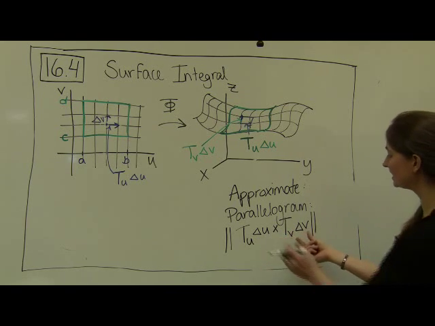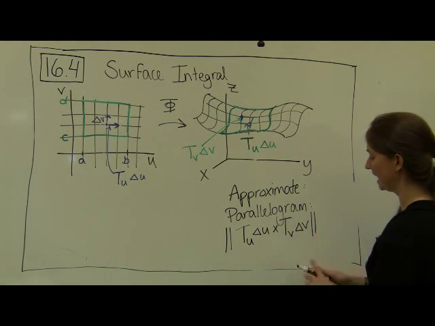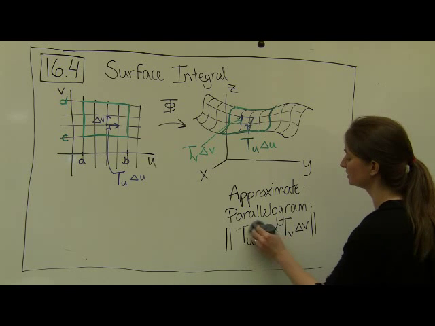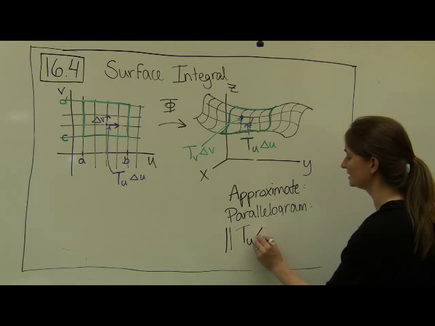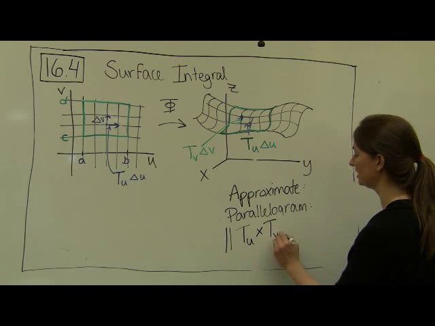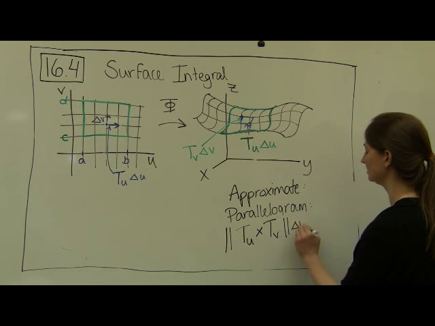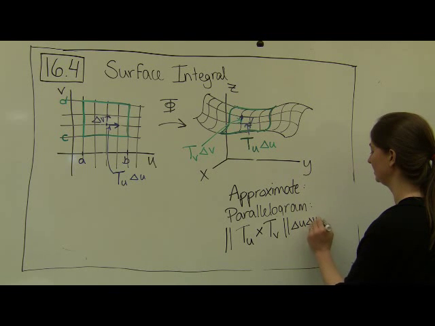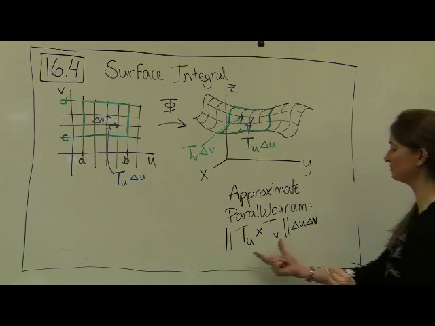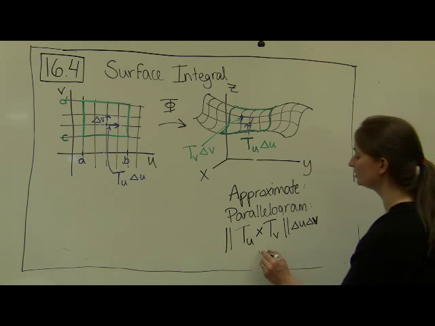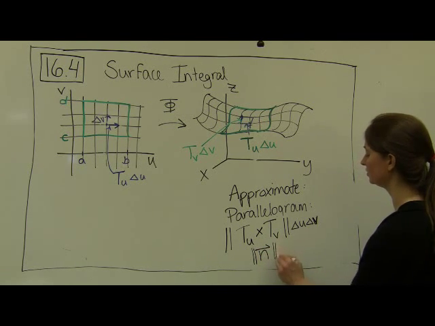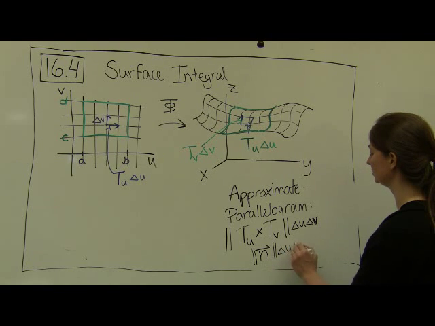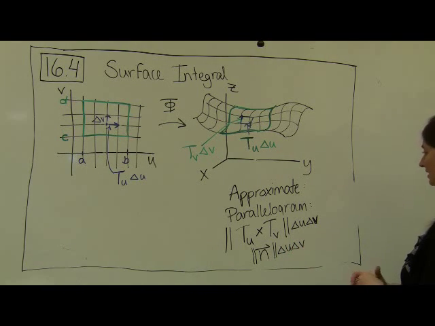And so one thing is that these delta U's and delta V's, I can actually factor out that they're just scalars. And if I wanted to re-represent this, I could represent this as T sub U crossed with T sub V all times delta U delta V. But we have a name for this. T sub U crossed with T sub V, that's just our normal vector that we've defined previously. So this is going to be the magnitude of the normal vector times delta U delta V.